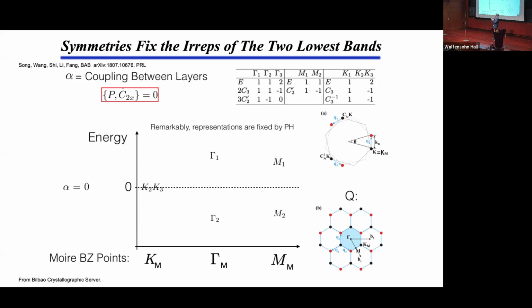Now, this is just a pure representation method. It wouldn't tell you if gamma 2 is above gamma 1 and gamma 1 is below gamma 2. It wouldn't tell you the order. But it would tell you that these are the representations that you have at the gamma point. And these are the ones that you have at the endpoint. So now you know the band representations of these two flat bands per valley per spin at the high symmetry points in the moiré zone.